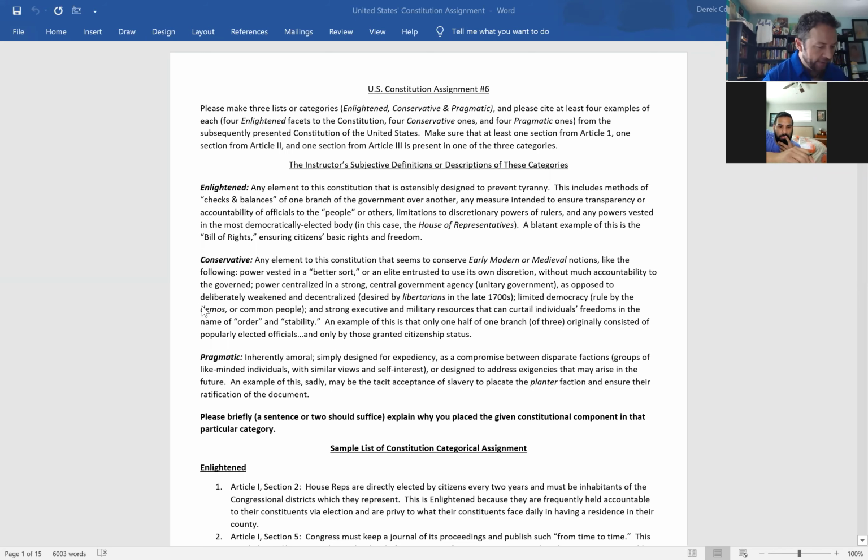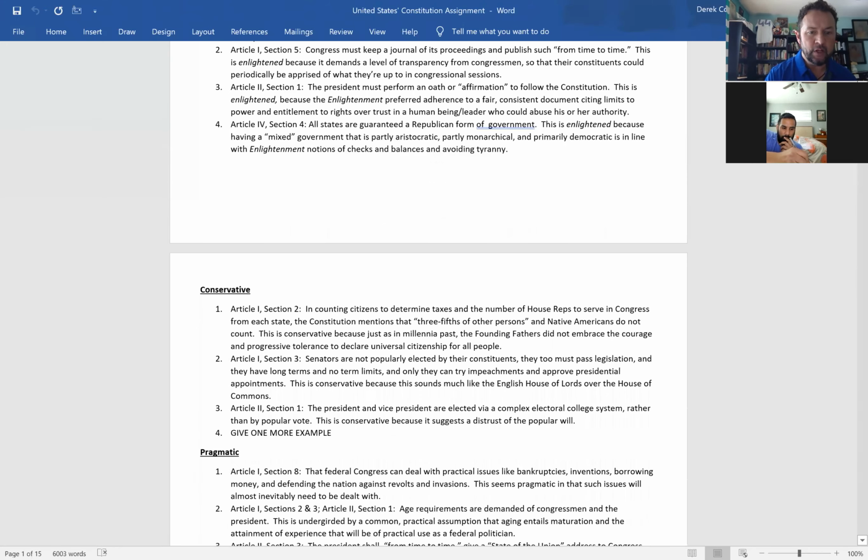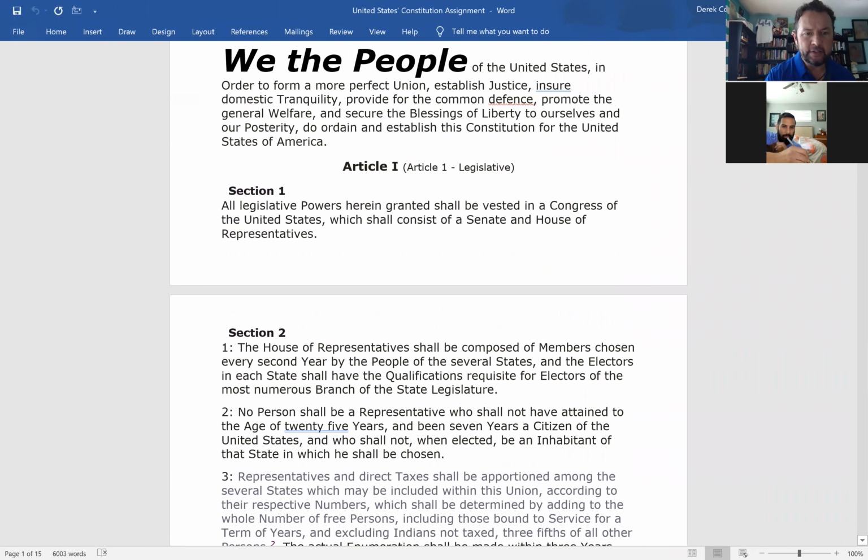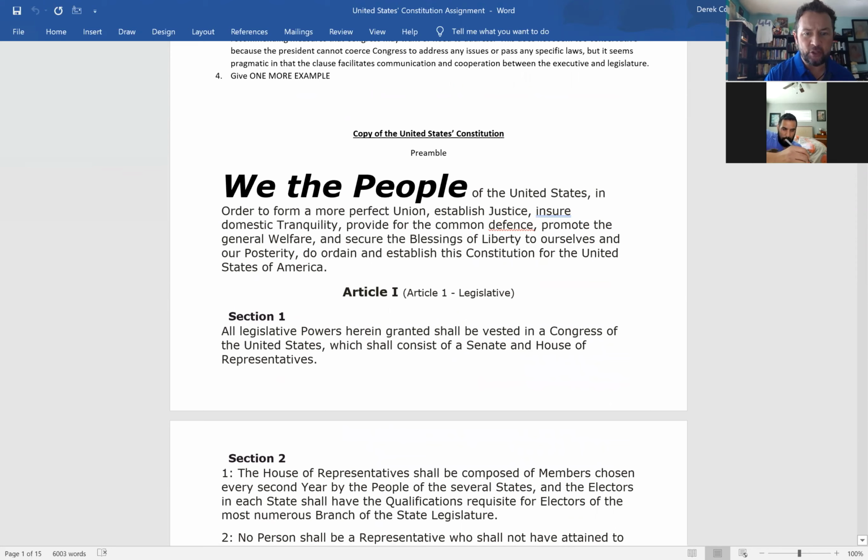So, for instance, you look at the Constitution; it's in the back of your textbook, regardless of what edition you have or what volume. And then also it's here. I have it right here. So notice, you have the preamble, and then it gets into Article 1.